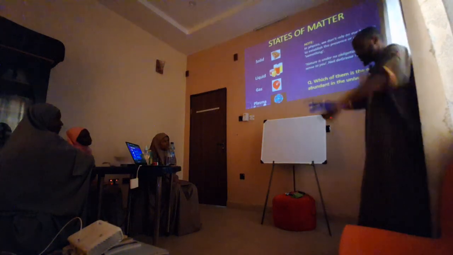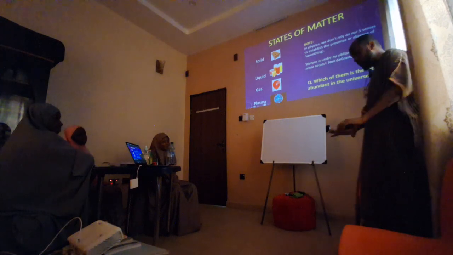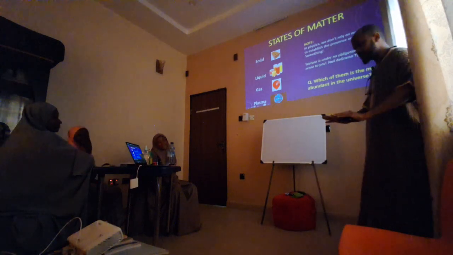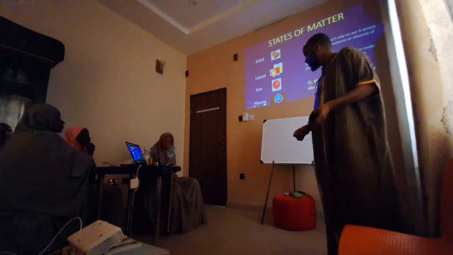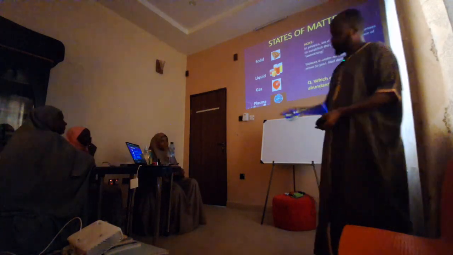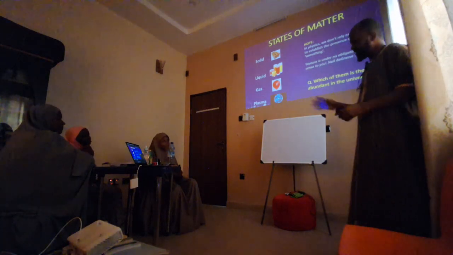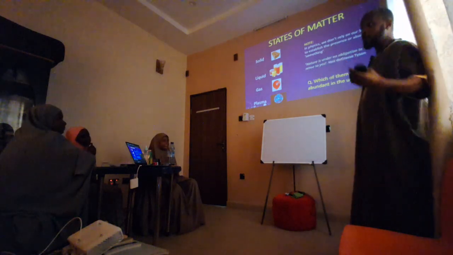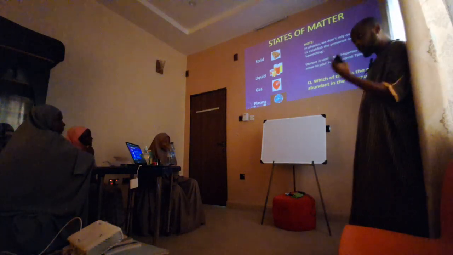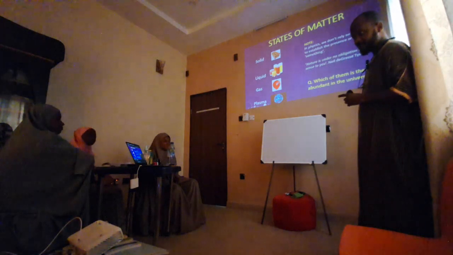What about on Earth? What is most abundant on Earth between solid, liquid and gas, on the surface of the Earth? Liquid. How many percent? Yeah, 75, 71, like that. Okay. So plasma is the most abundant because it makes up the stars. Is that clear?